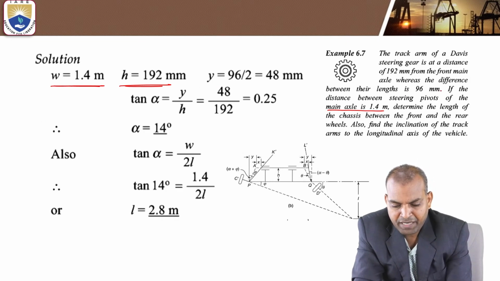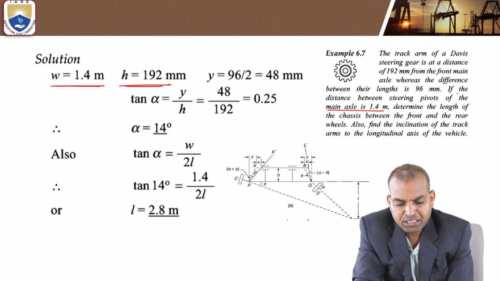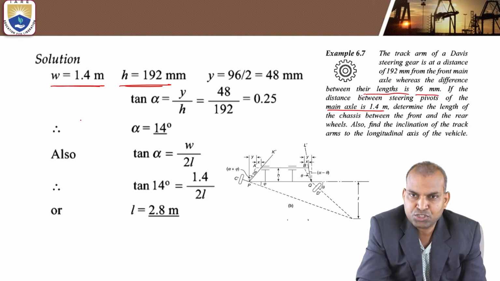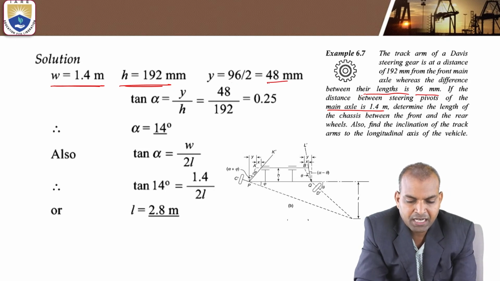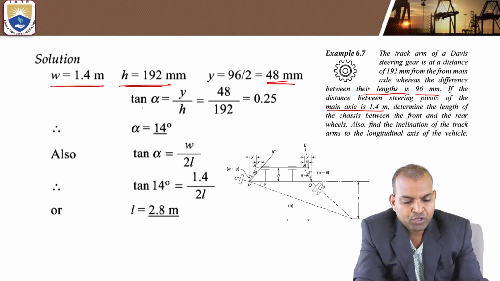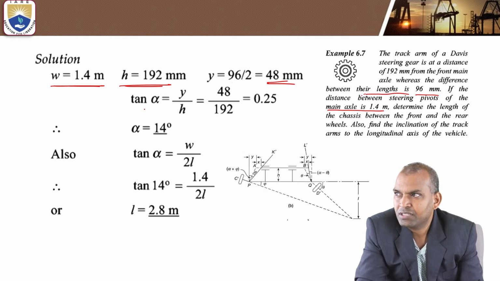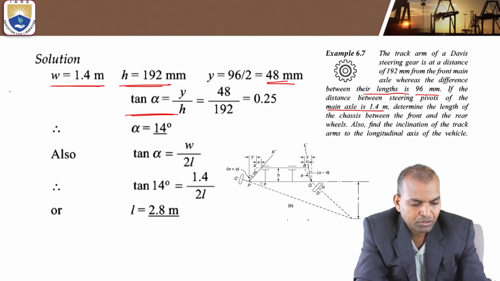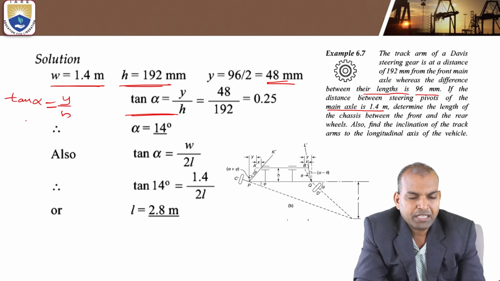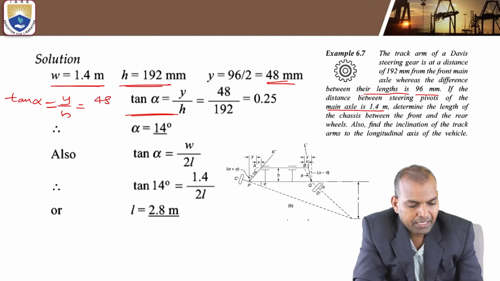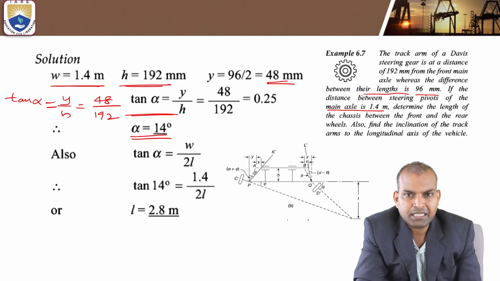Y equal to, they mentioned that the difference between their lengths is 96 millimeters, that is 96 by 2, Y equal to 48 millimeters. Now we know from the concepts that tan alpha equal to Y by H. What is tan alpha? Y equal to 48 and H equal to 192. That is alpha is obtained as 14 degrees.